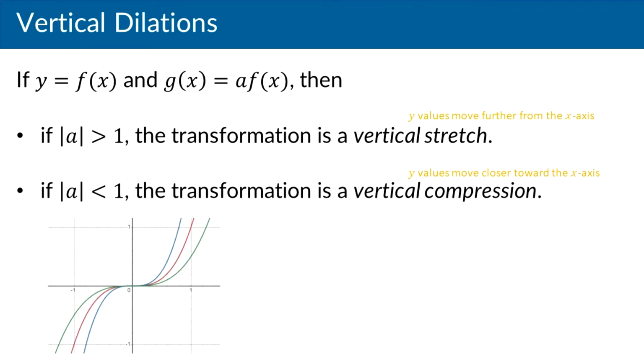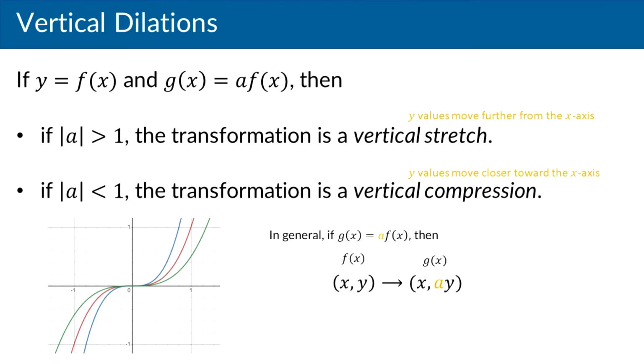And so here I've actually included a graph of the 3 functions that we looked at. The blue function is 2x cubed, the red one is just x cubed, and the green function is 1/2 x cubed. So hopefully you can see the effect of that stretching and compression. The red function in the middle is the starting function, so the blue function's been stretched further away, and the green function has been compressed towards the x-axis.